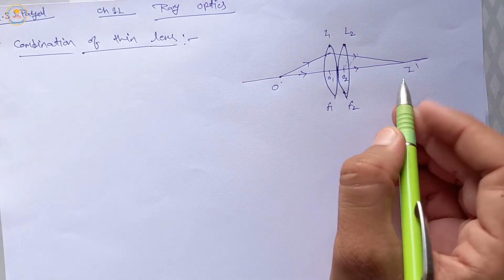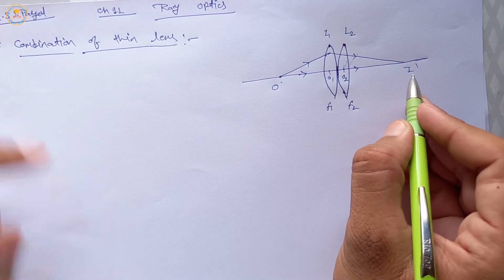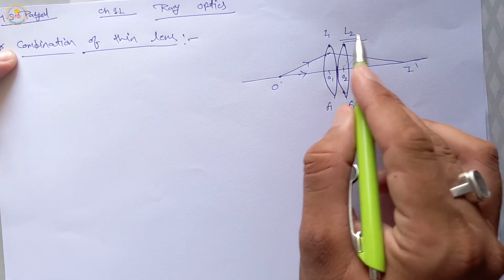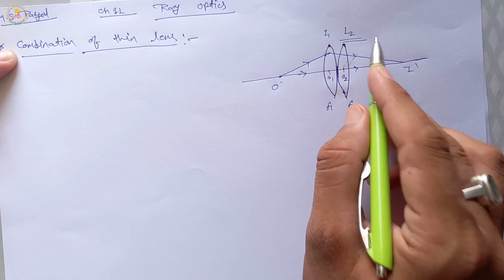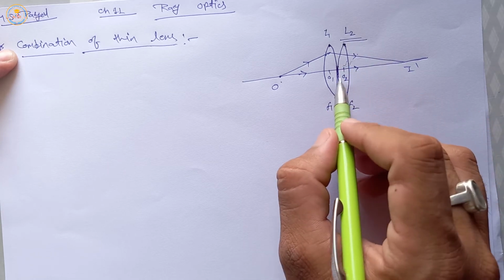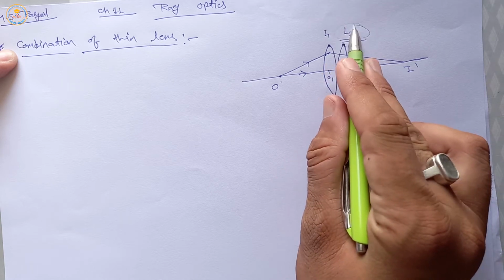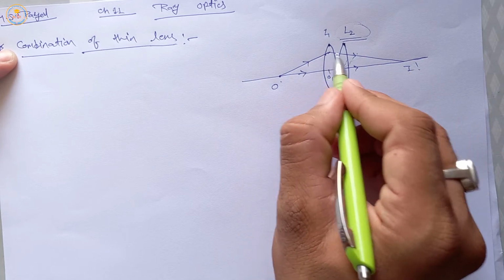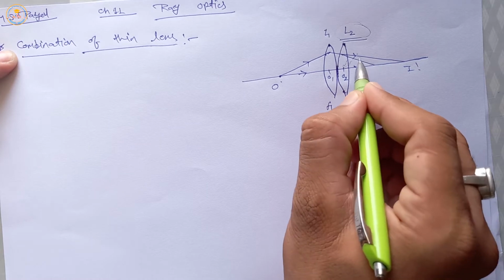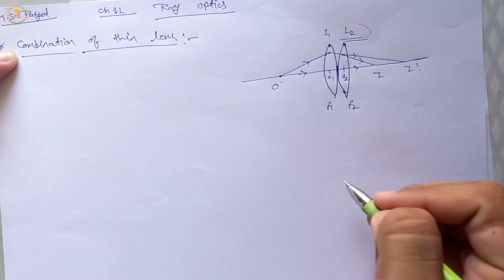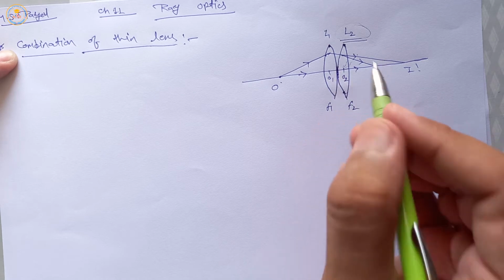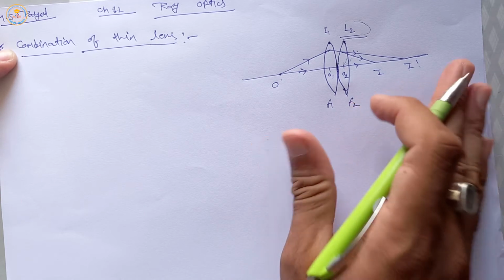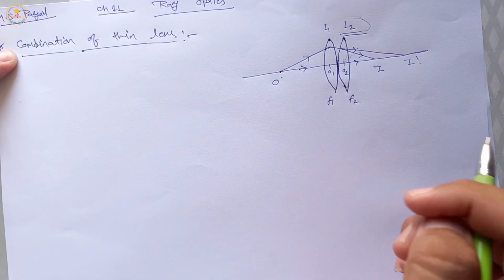But this image I dash acts as a virtual object for this lens L2. Then by the refraction due to this lens L2, image I of this object I dash is formed. So we can say the final image of the object O is I, which is by the refraction of L1 and L2. Clear? Now we write lens formula for L1.